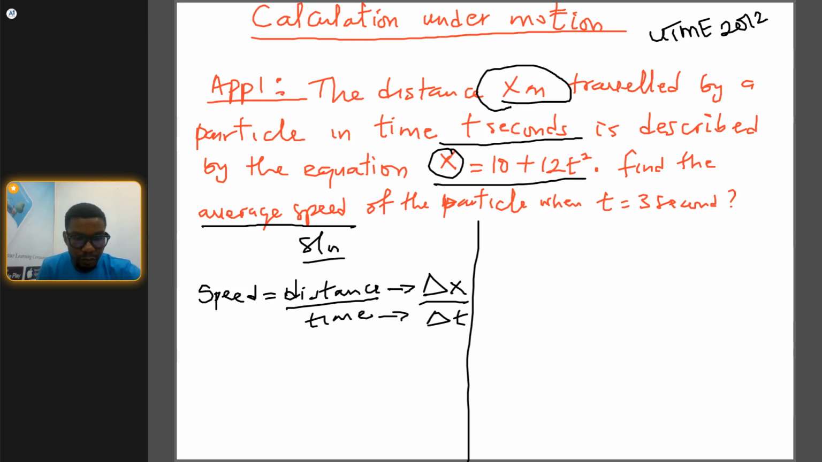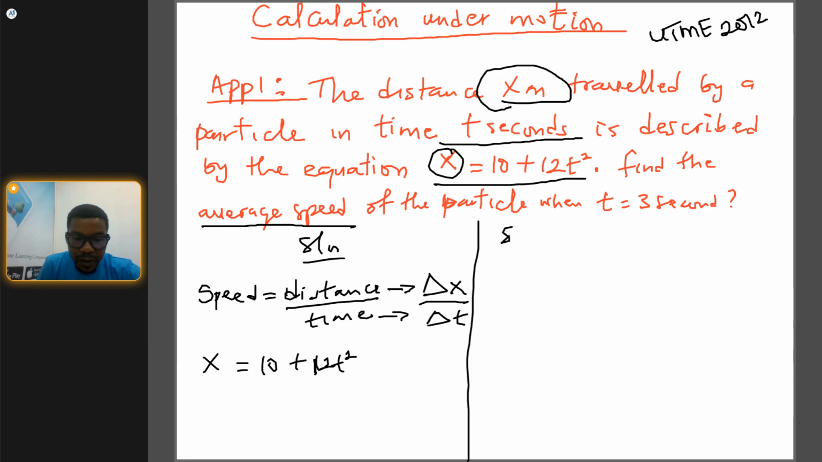We have the equation x equals 10 plus 12t squared. Since we said it is change in distance over change in time, now we have to simplify this expression by getting the change in distance over change in time. So how do we do that?